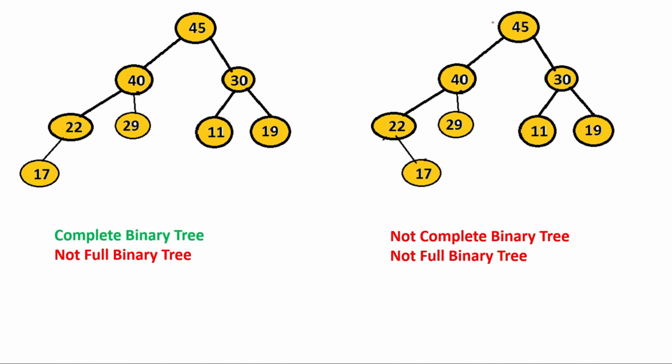So if I go from left to right, level by level, 45 is present, then 40, then 30, 22, 29, 11, 19, first missing, but after that one value is present, means this missing is before the value. That means this is not a complete binary tree.